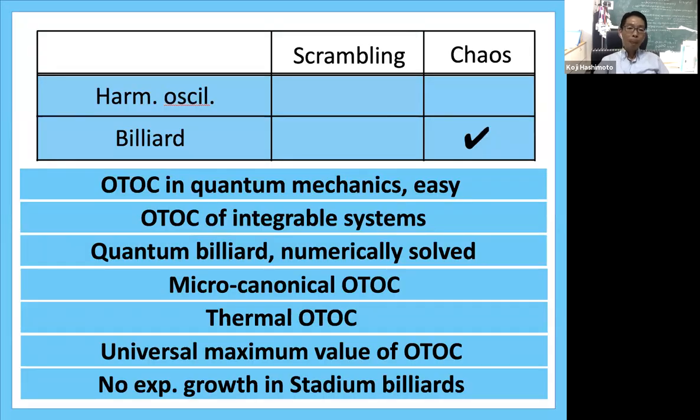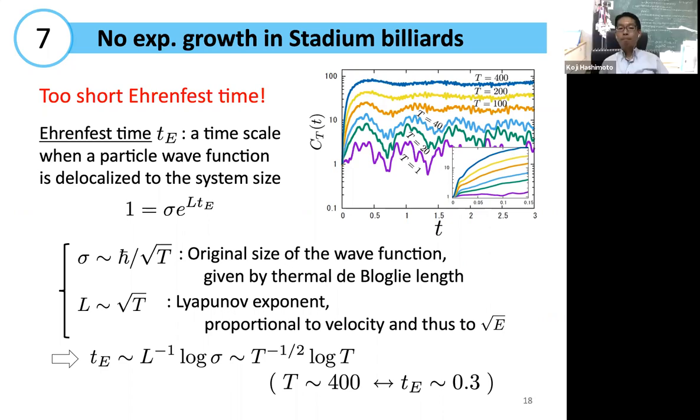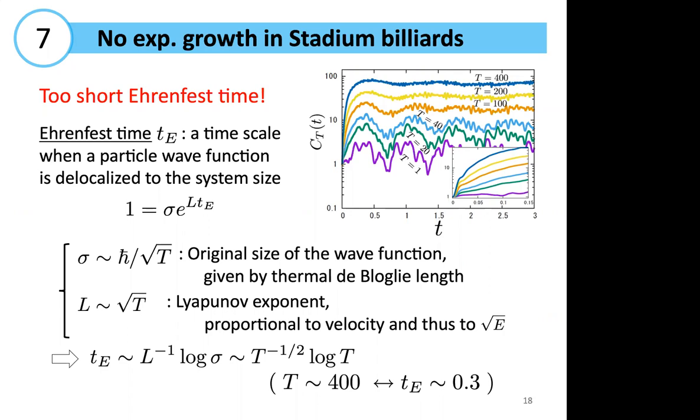Yeah, please. Could you show us the numerical plot? In the numerical plot, it appears that the time duration for the exponential growth is much shorter than the naive estimate, that's approximately 0.3. Do you have any reason for that?